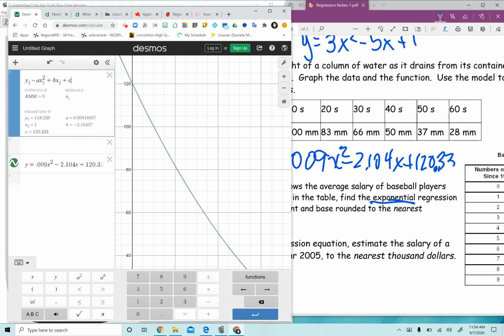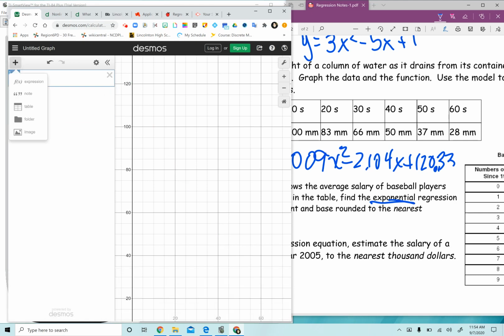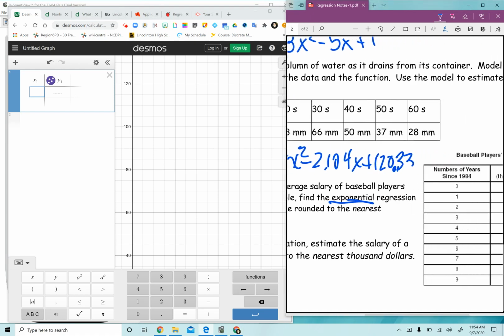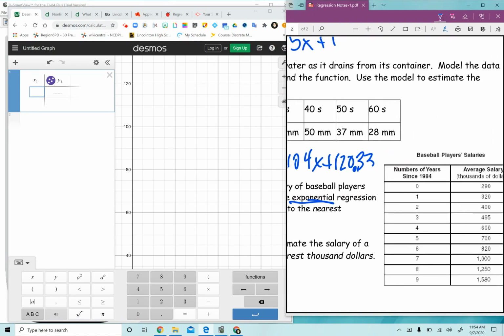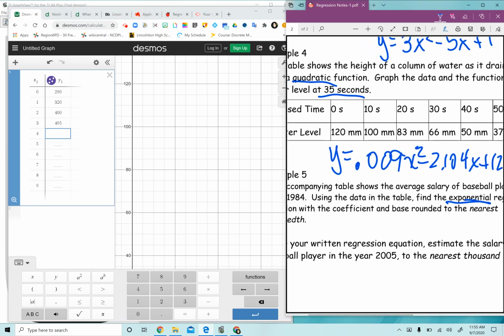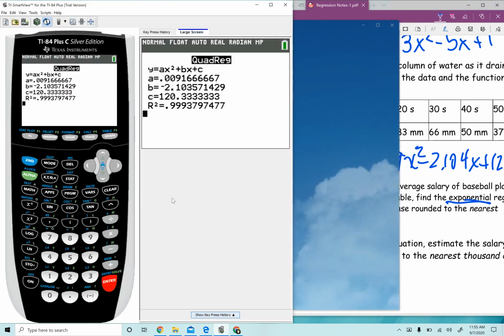So I guess if you do multiple regressions at one time, it's going to use, oh, that one came up x1. Who knows why the other one came up x2? There's no telling. So 0 to 9. 0, 1, 2, 3, 4, 5, 6, 7, 8, 9. And of course, it wasn't typing. 290, 320, 400, 495, and we still didn't predict over here for 35 because we were stuck on the other.